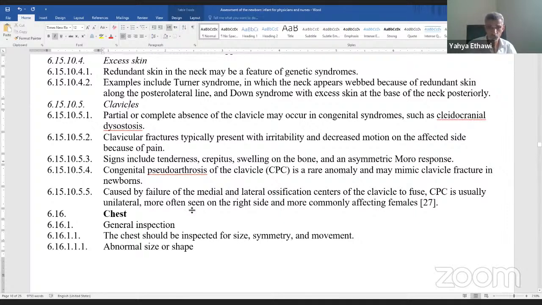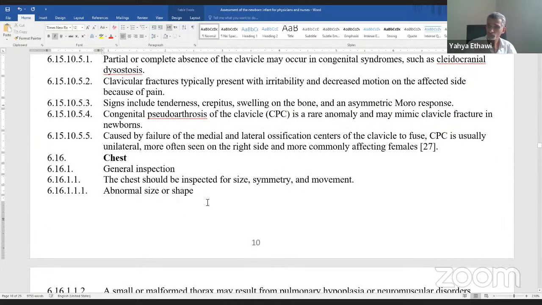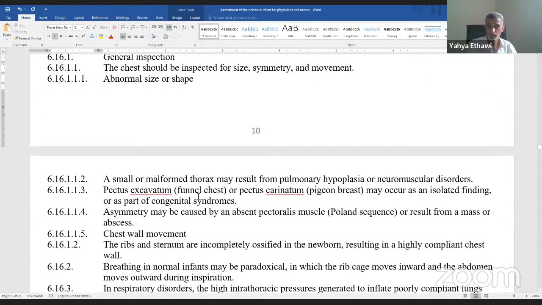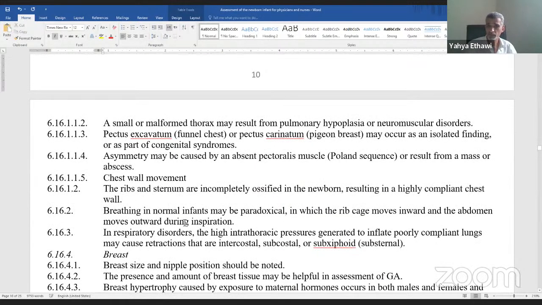Chest, general inspection: abnormal size, abnormal shape, excavatum or carinatum, funnel chest, excavatum, asymmetry, abnormal nipples, chest wall movement, accessory muscle use.